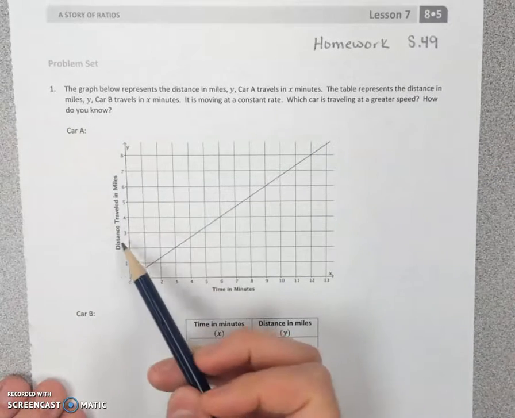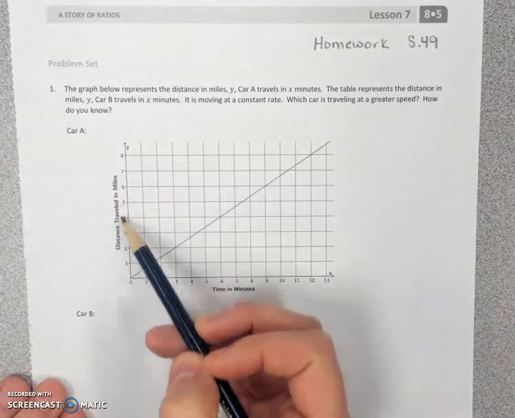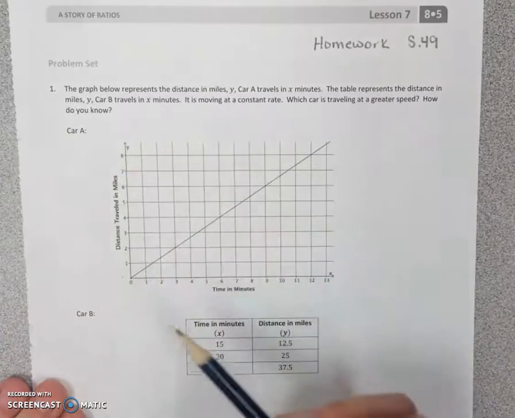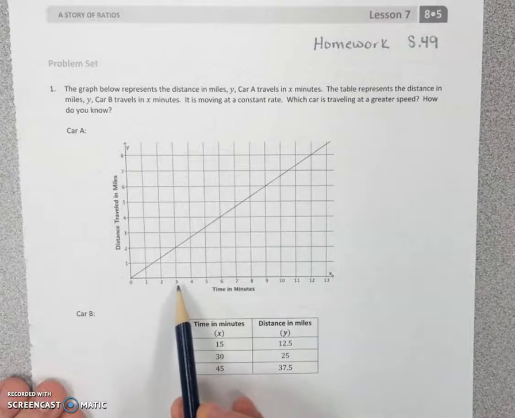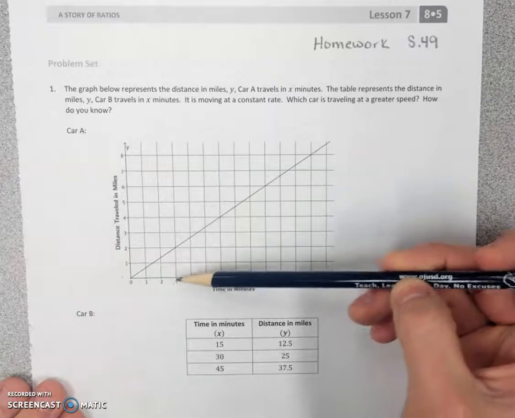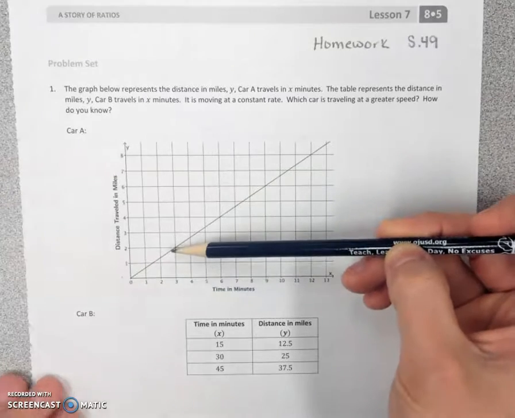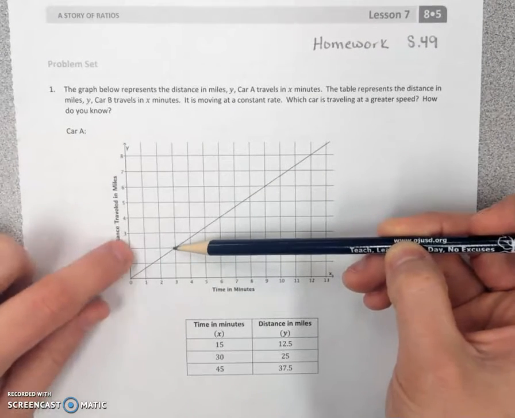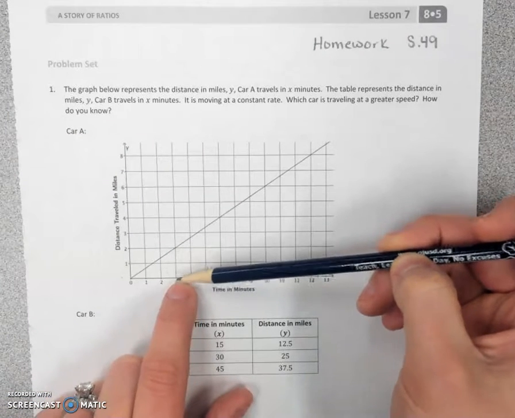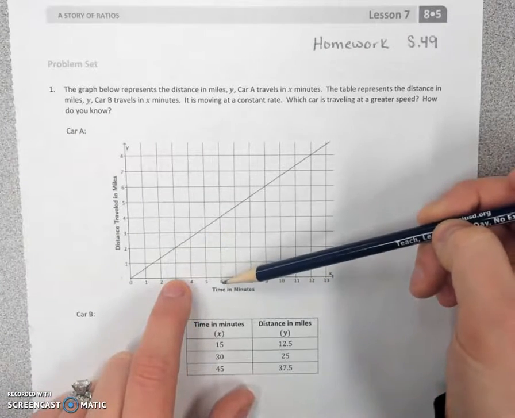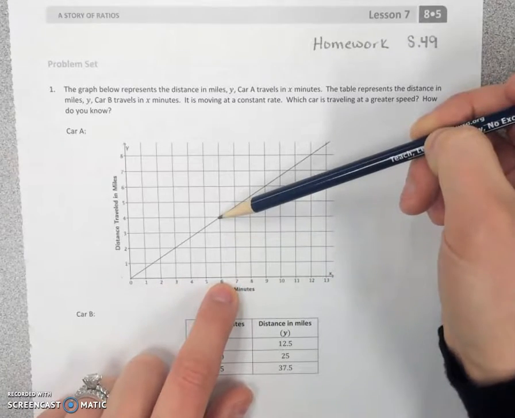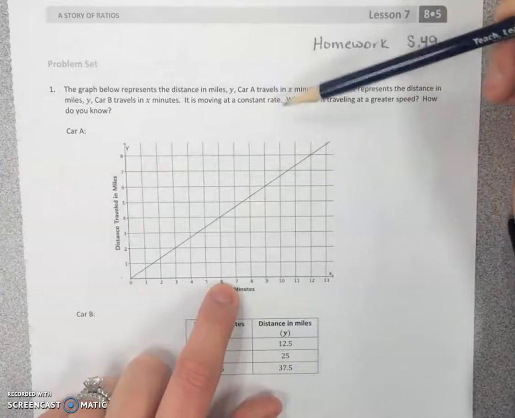So if you look here on our y-axis, we have the distance traveled in miles, 1, 2, 3, 4, 5, 6, 7, 8. And then the time in minutes, 1, 2, 3, 4, 5. So let's look at this a bit. At 3 minutes, car A traveled 2 miles. If he traveled 2 miles in 3 minutes, I bet it doubles. If you double 3 and you go to 6, he went 4. And I know that I can just double it because it says right here, constant rate.